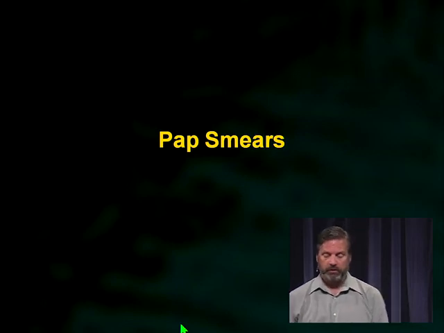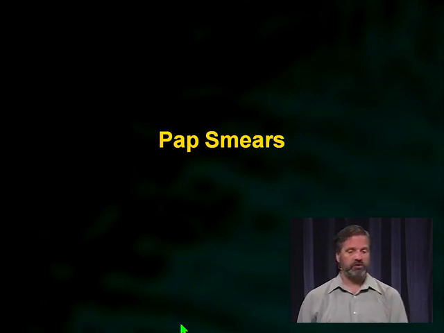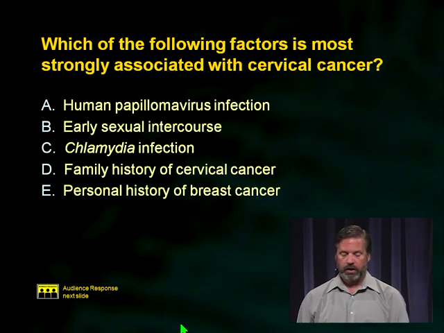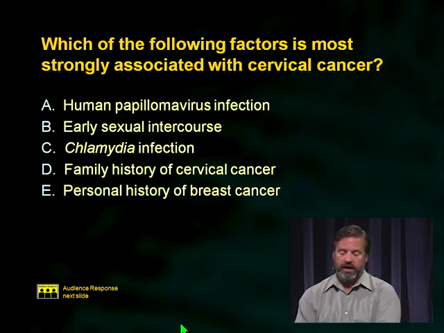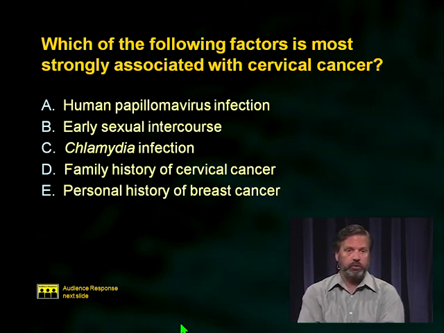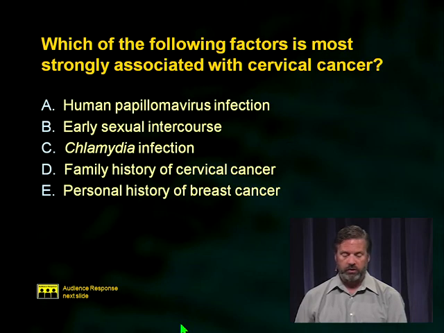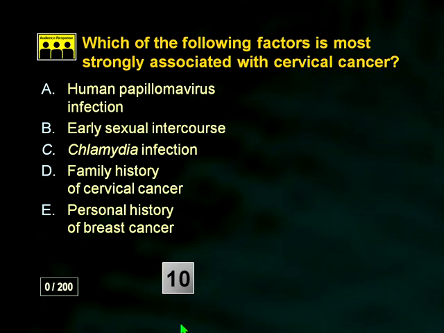The pap smears, I know you've had some discussion around this with one of your review questions, and there are a couple things that I want to drive home for you, and one is related to this question. So which of the following factors is most strongly associated with cervical cancer? Is it human papillomavirus infection, early sexual intercourse, chlamydia infection, a family history of cervical cancer, or a personal history of breast cancer? Which of those is most strongly associated with cervical cancer?